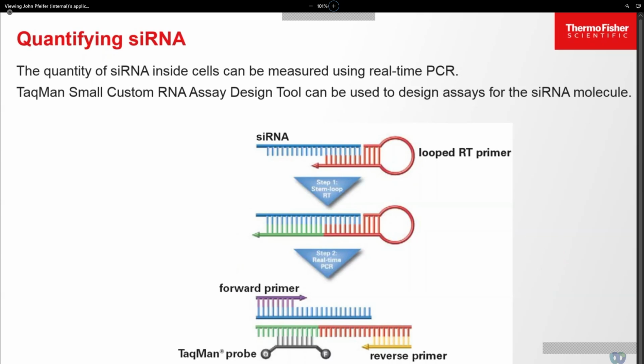But what if you want to quantify the siRNA that's inside the cells? That can also be done with real-time PCR. We would recommend the TaqMan Small Custom RNA Assay Design Tool for that. It would design the hairpin loop reverse transcription primer, just like microRNA, and the 2 primers and probe for the real-time assay.